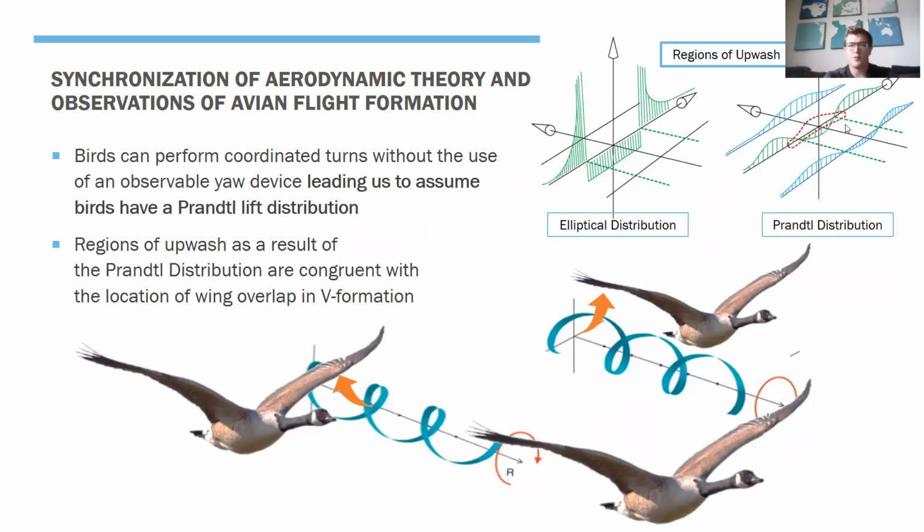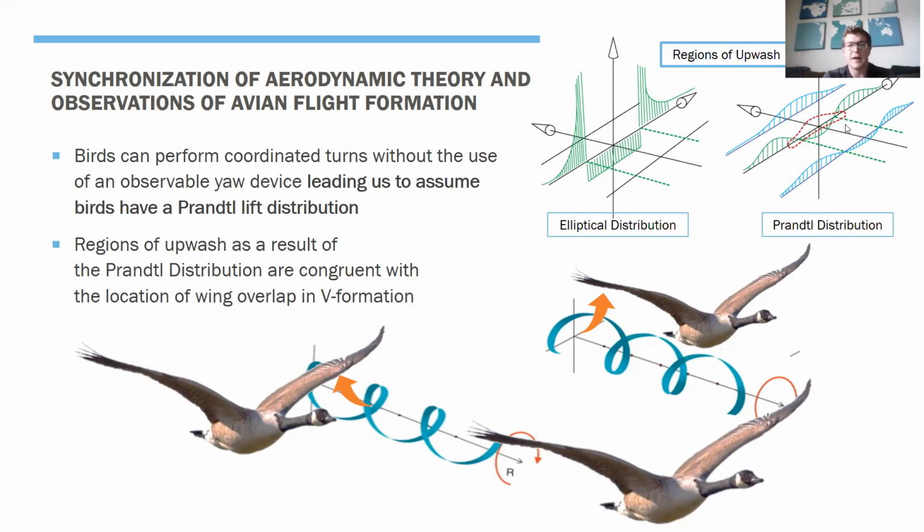So from this, Dr. Bowers and others have observed that birds may be using this same bell-shaped lift distribution. This is observed by their spacing and their wing overlap in a V formation. So we believe that they're using the entire region of inboard upwash from the bird that's flying in front of them. So we can use that region of overlap to determine that that is likely the point at which the upwash is occurring.